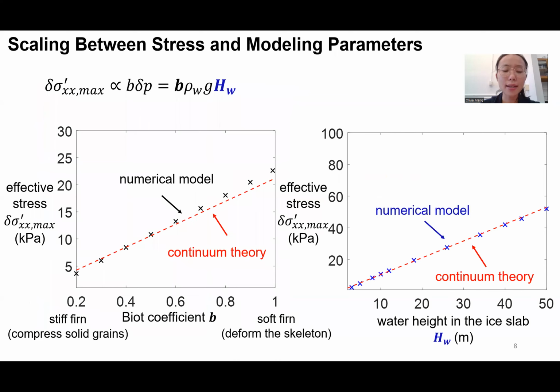Next, we conduct scaling analysis on the effective stress and modeling parameters. The modeling results are shown in cross markers. The continuum predictions are shown in red dashed lines. The left figure shows that effective stress linearly scales with Biot coefficient. The softer the porous firn, the larger tensile stress felt by the skeleton. On the right figure, the model predicts that effective stress linearly scales with the water column height in the ice slab. The results are consistent with the continuum predictions.